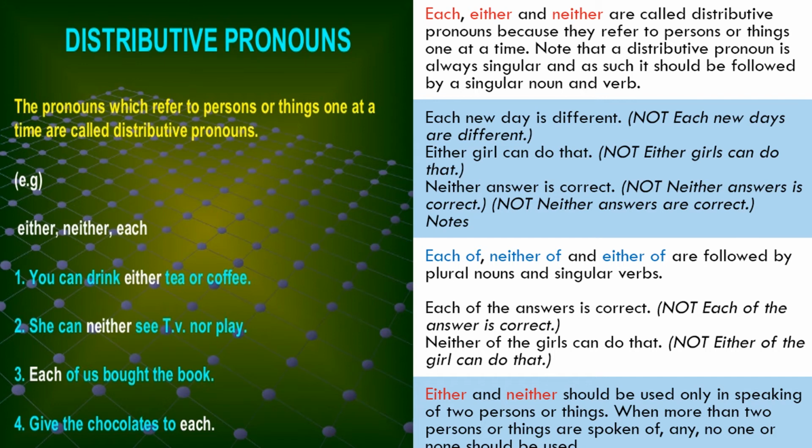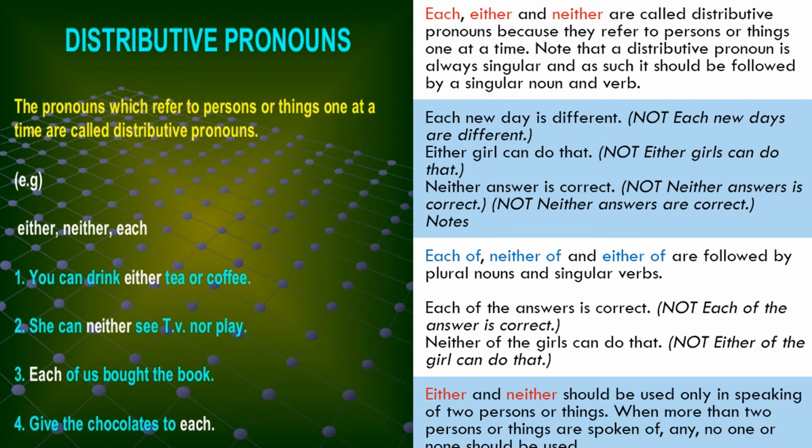She can neither see TV nor play, which means that she can't see TV nor she can go out for play. Now, each of us bought the book. Give the chocolate to each. Now, look at these very carefully and please listen carefully, children. Each, either, and neither are called distributive pronouns because they refer to person, place, things one at a time, as I did tell you.